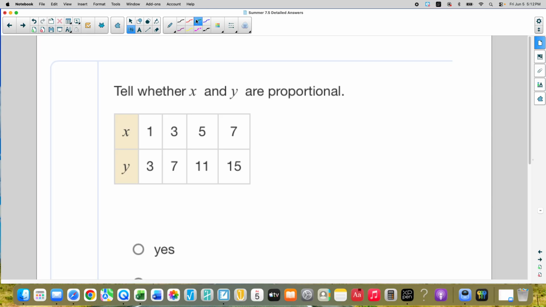We can look at that increase. That's plus 2, that's plus 2, that's plus 2. That means all of these increments must be the same also. If we're increasing the x's, my increase in y must be the same. That's plus 4, that's plus 4, that's plus 4. So the slope, the proportion, is 2. So that is a yes also.